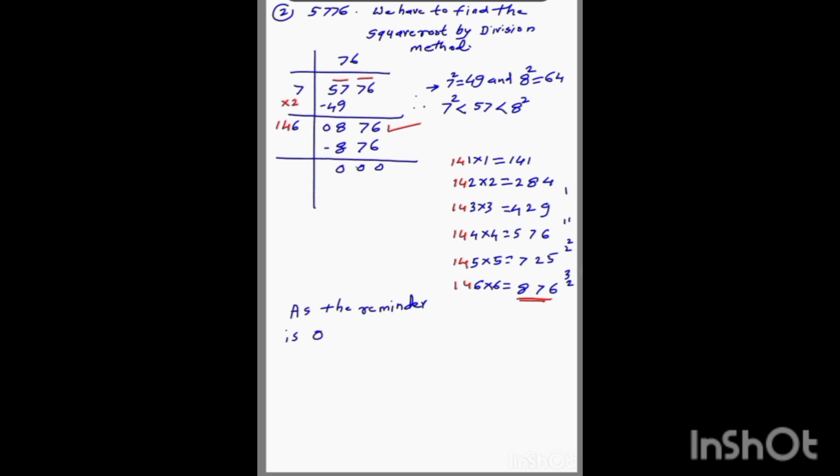Sometimes you arrive at examples where the remainder is not 0. We will cover it in some other video. Presently it is 0 and we are trying to find the square root only. As the remainder is 0, the given number 5776 is a perfect square. Perfect square of what? 76. From where did you get this 76? Just let me show. Of 76. See, it is here.